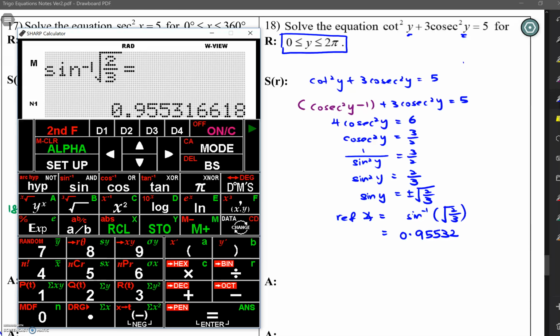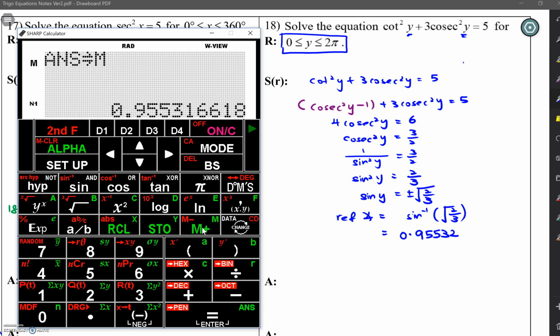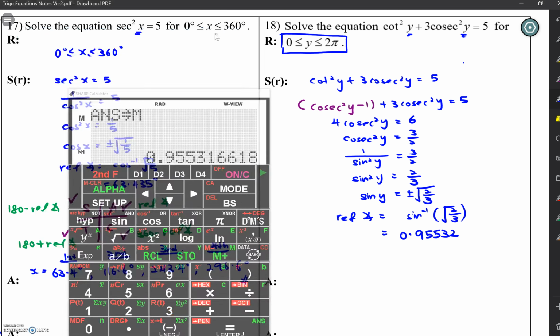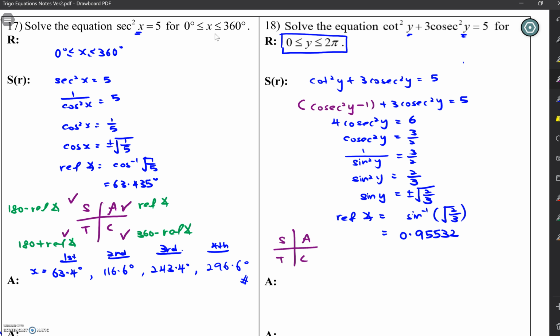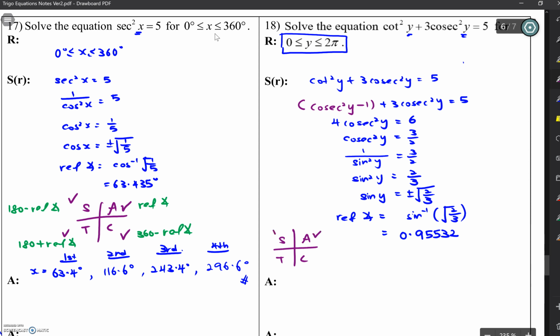Next thing I do, I told you already, we will always be using the reference angle, so I need to store it in memory. So just press store memory. Now my M is replaced by 0.95532. Next up, I need to find out which quadrant it is in. So what I do next is ASTC again. Since my sine y is equal to plus minus square root 2 over 3, I want to find the quadrant where my sine is positive and the quadrant where my sine is negative. Which quadrants are those? It's all 4 quadrants.